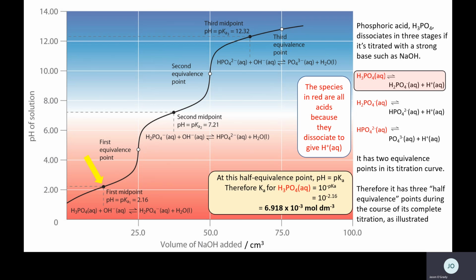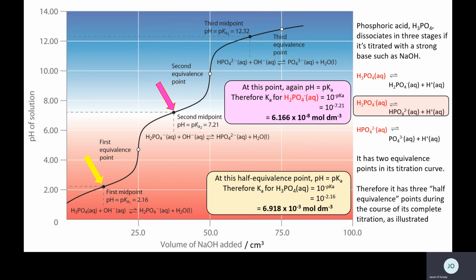Looking at the first one, I've changed all the species on the right-hand side that are acidic into red so you can follow it. We're looking at H3PO4 to start with. At this half equivalence point, pH equals pKa, and therefore the Ka for phosphoric acid at this point will be calculated by doing 10 to the minus pKa. So 10 to the minus 2.16 will give us 6.918 times 10 to the minus 3 moles per decimeter cubed.